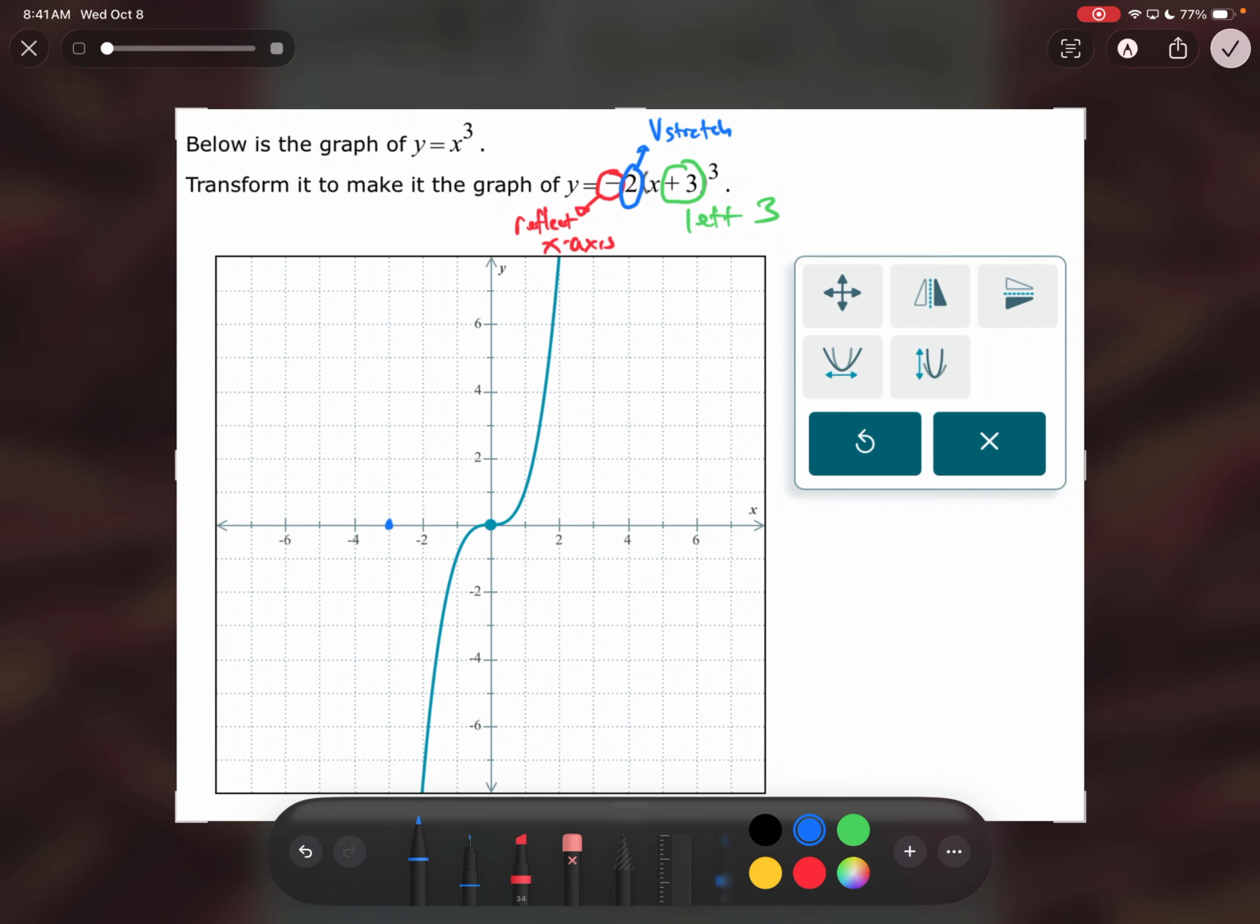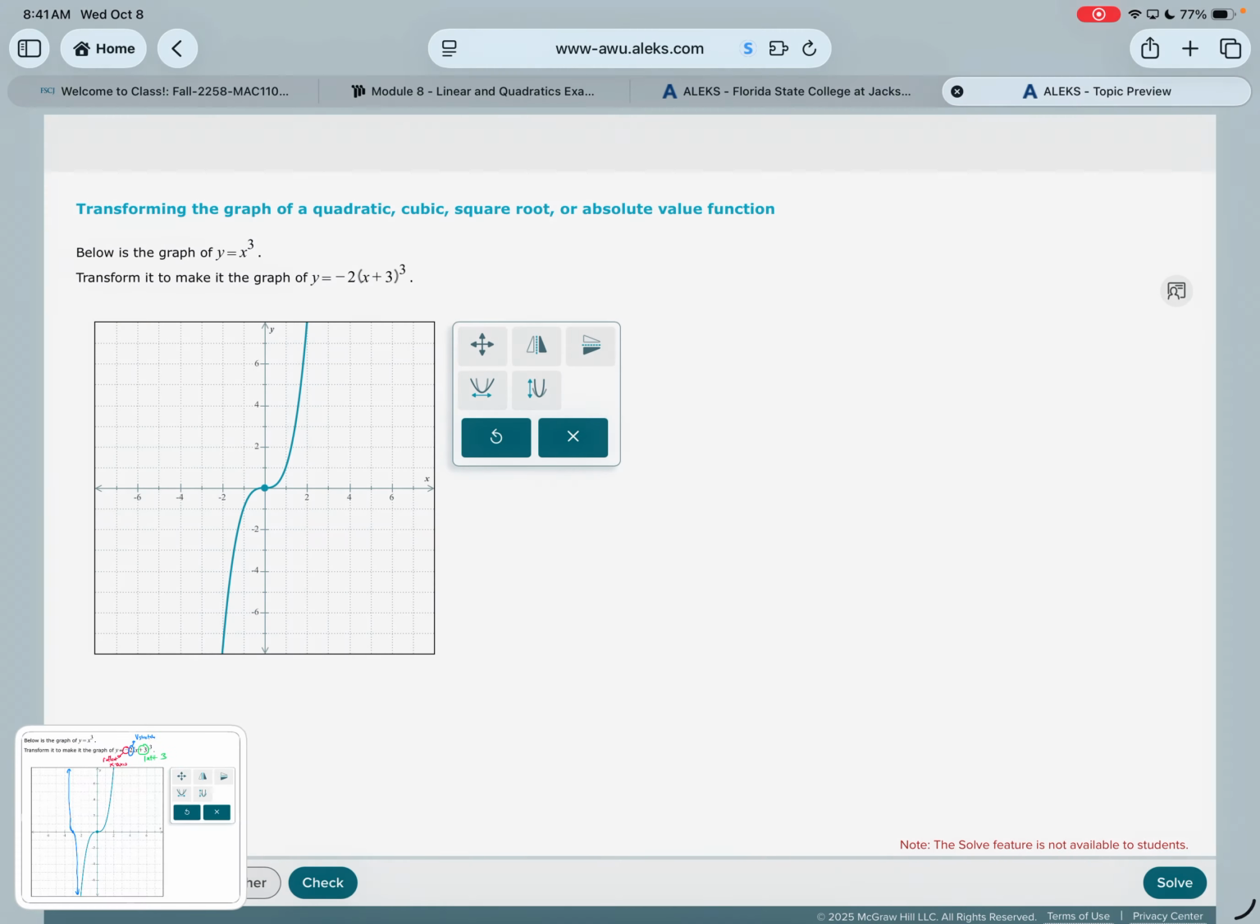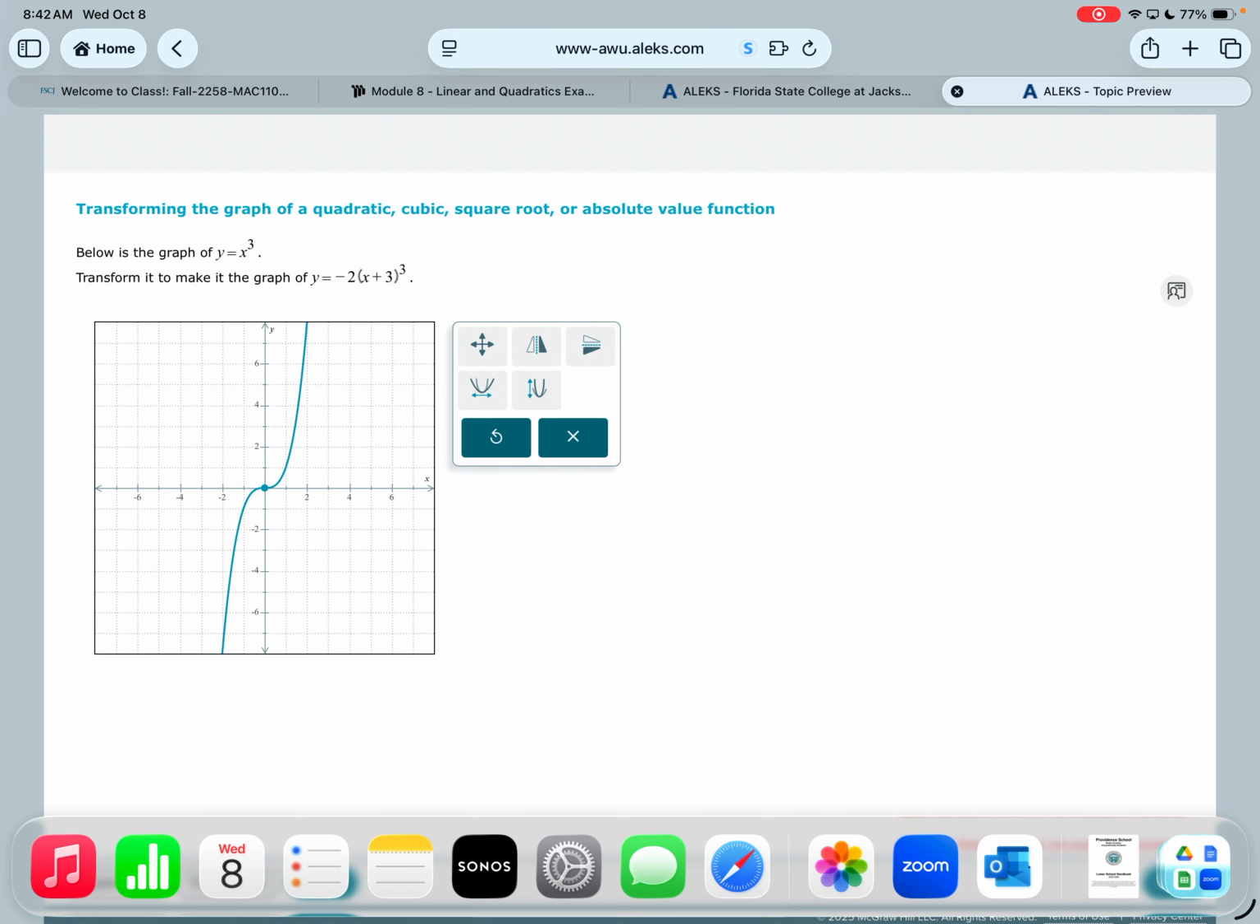Okay. And then I'm going to reflect it across the x-axis, and then I'm going to stretch it by 2, so it's going to go up faster. So it's going to look something like this. Okay, so I reflected it, so I changed the way it curved. Like I said, it's harder to draw these than it is to do it on the computer, but let's go. Let me do it on the computer real quick.